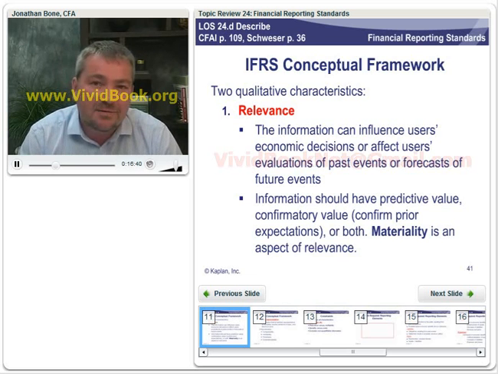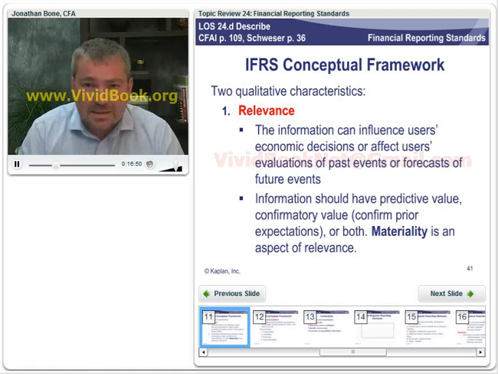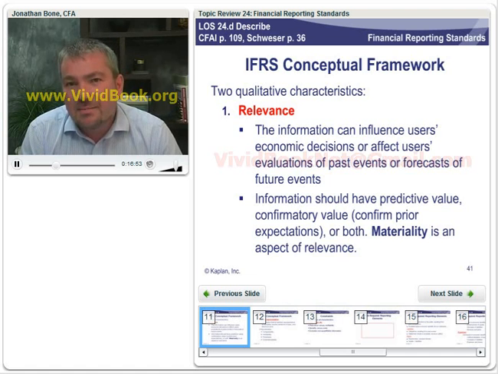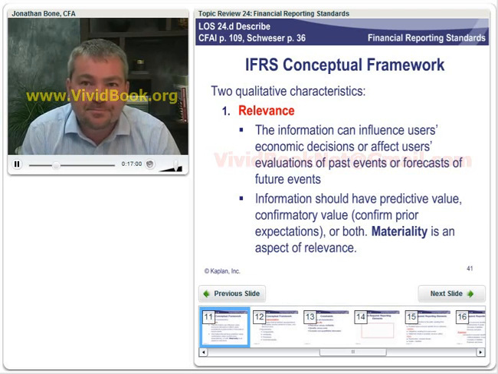So let's have a look at our first bullet points. The information can influence users' economic decisions or affect their evaluation of past events or forecasts of future events. So in other words, the information in the accounts can be used for decision making. Let's go back to those objectives: buying, selling, or holding both debt and equity securities. So of course, when we talk about forecasts of future events, we see a lot of that in equity analysis, where we're using the accounts to provide information such as earnings, and then we're using the earnings in a valuation context, such as price multiples like the PE ratio.